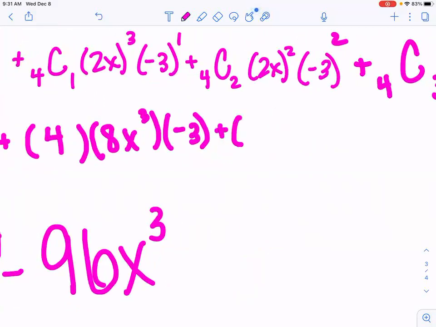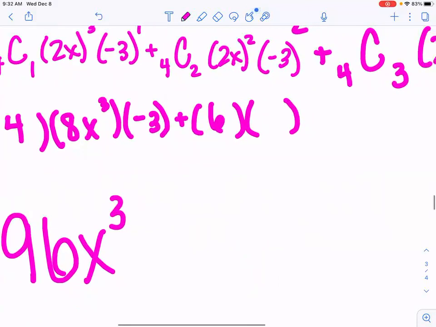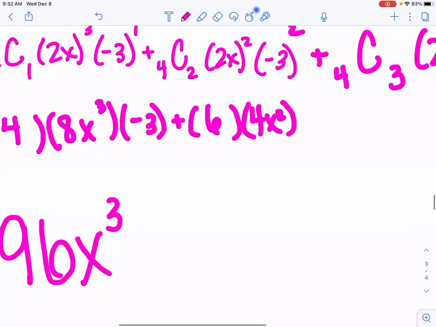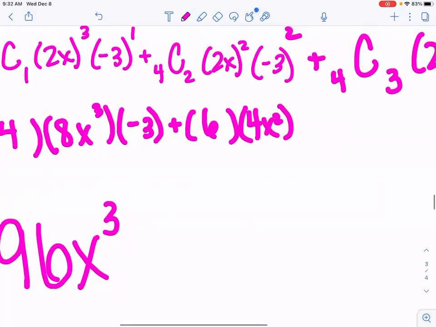Four combinations of 2 is 6. 2x, the quantity squared, gives us 4x squared. And then -3, the quantity squared, is going to give us a +9.